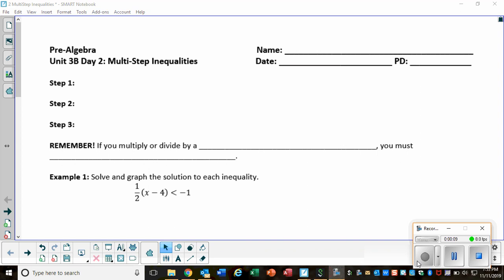So today's is just with variables on one side. It is basically the exact same as multi-step equations. You just have that one extra rule about flipping the sign.